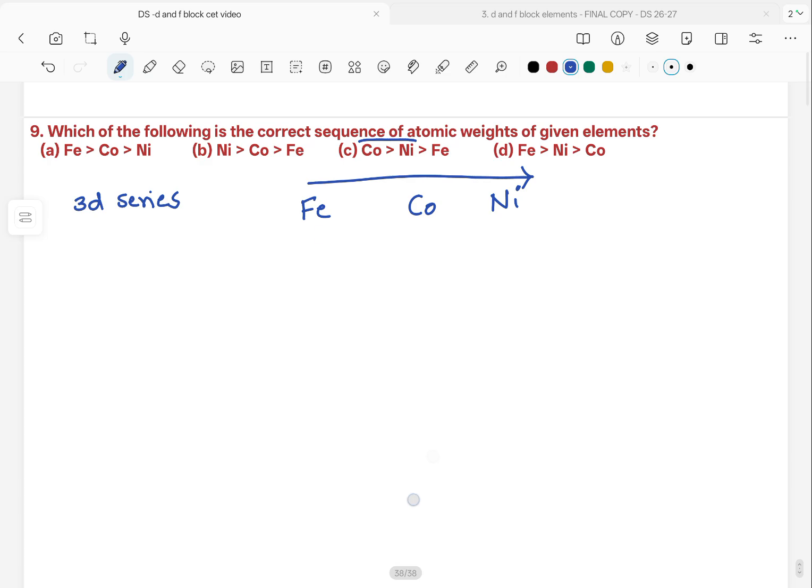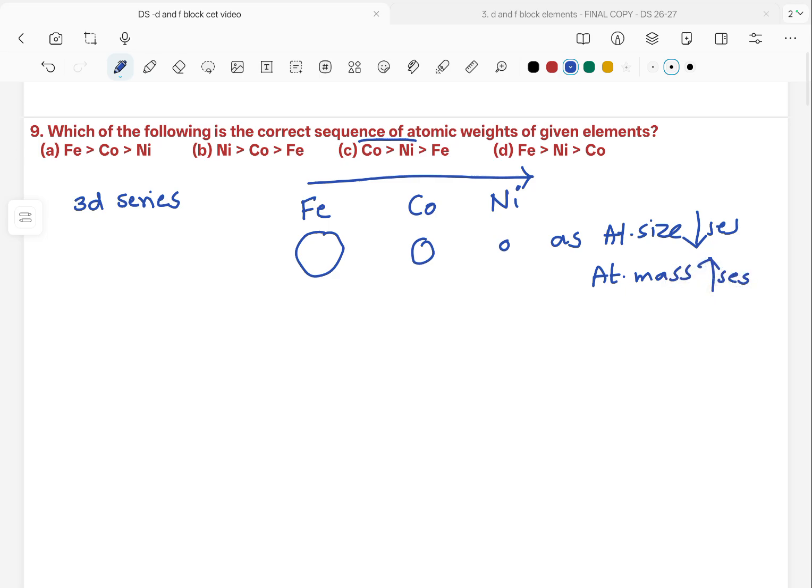Across the series, it is found that atomic size gradually decreases. As atomic size decreases, atomic mass increases for the element. Therefore, according to this, we can say nickel will have more atomic mass than cobalt, and then comes iron. But this option is wrong.